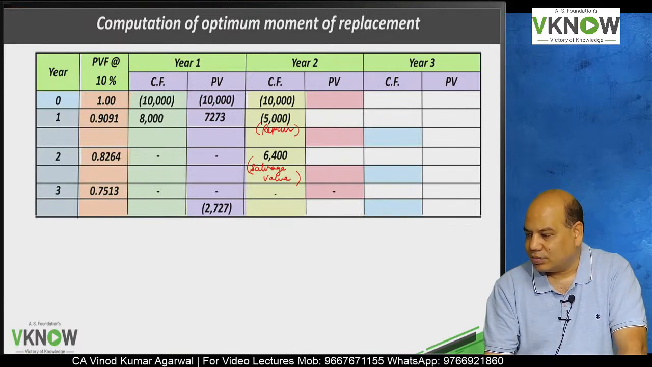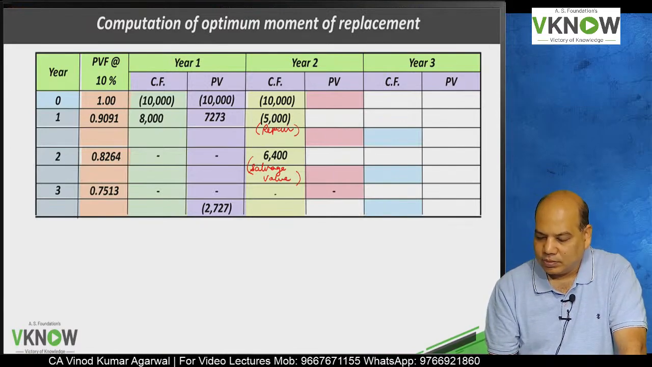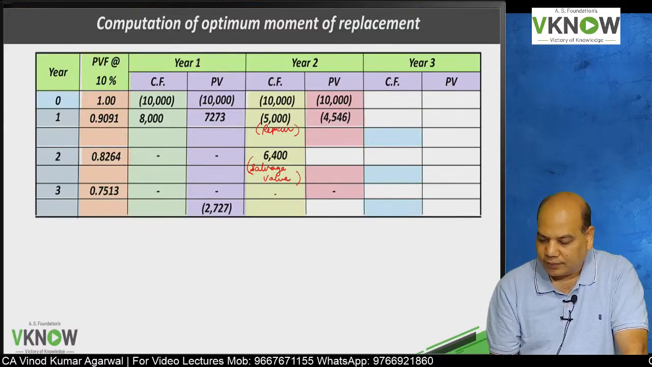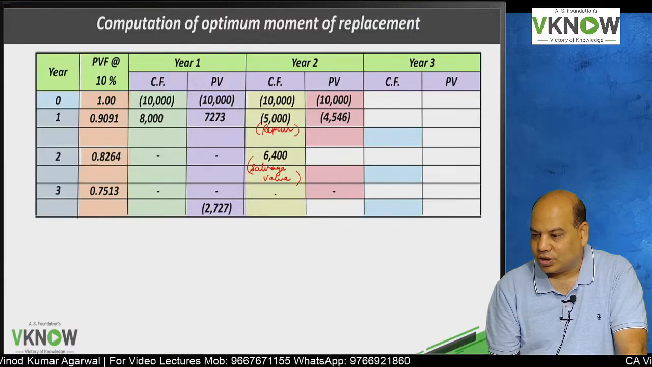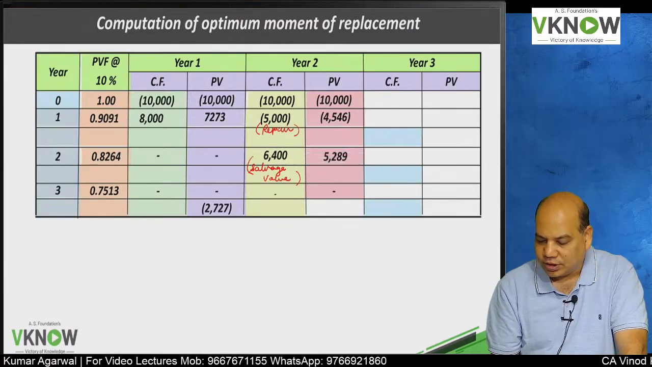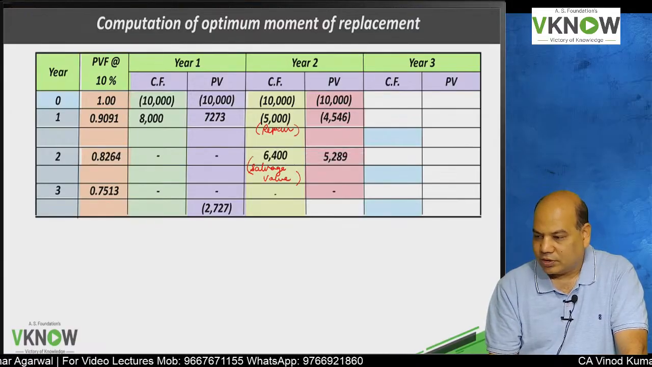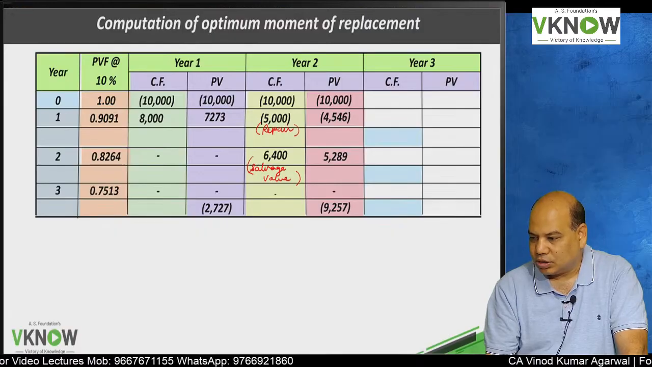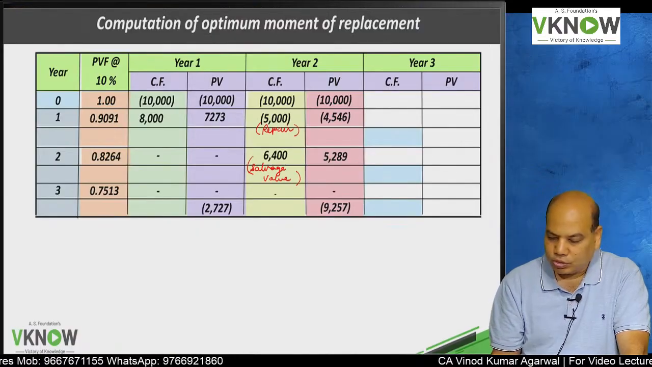Compute the present value. Please little fast. 10,000, 5,000 into 0.9091, 4546 negative. Salvage is positive, 5289. Please take the total. Take the total, 9257. Please check 9257. Now we'll go to year 3.